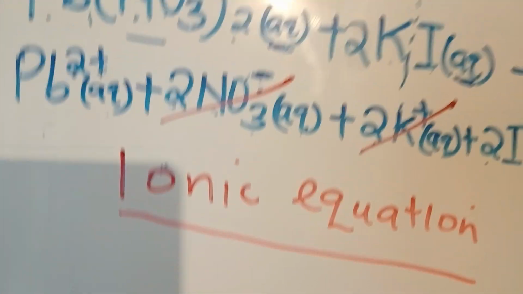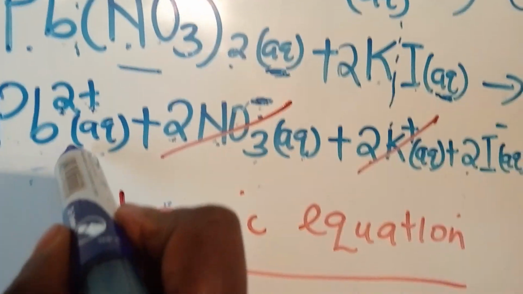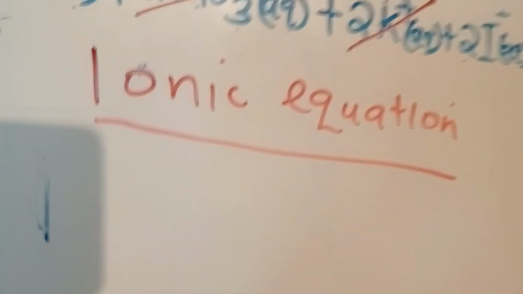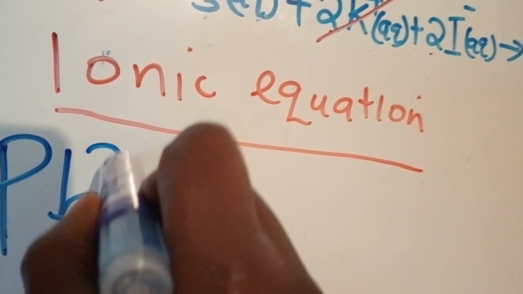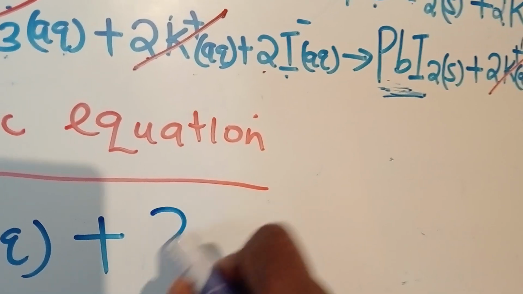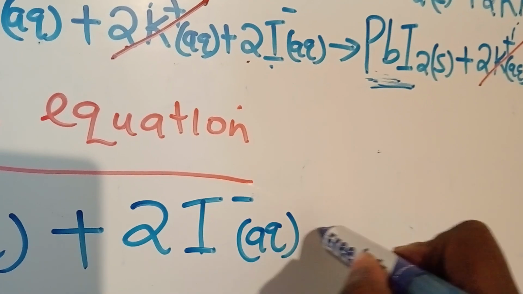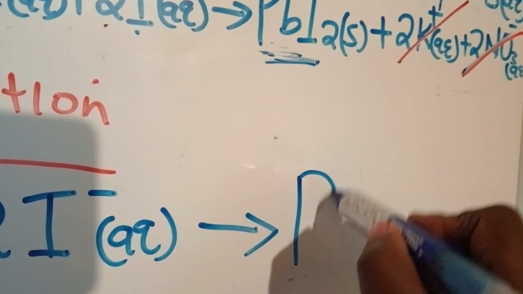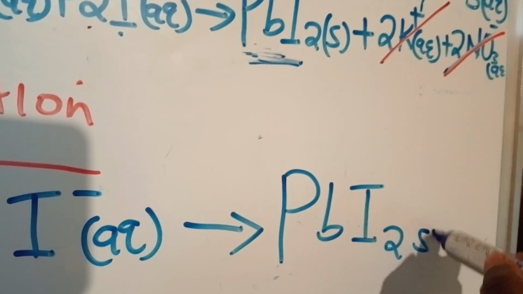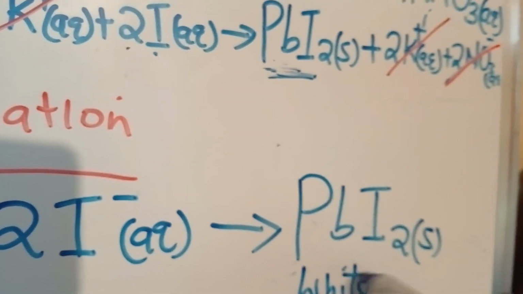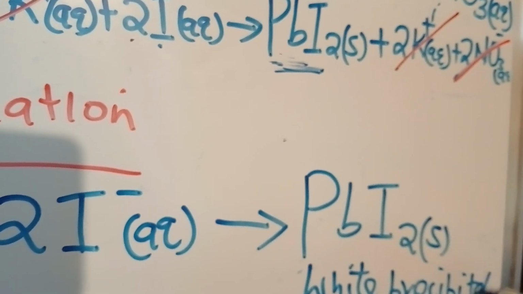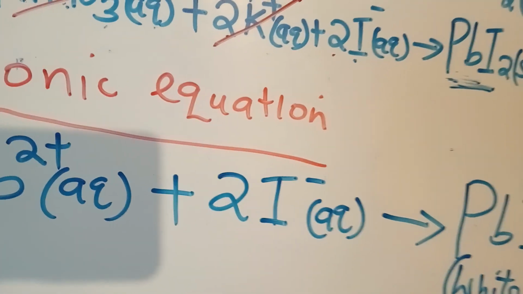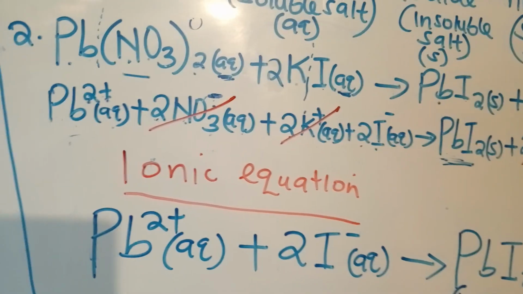So from there we get to see that lead is there, so Pb 2 positive aqueous plus iodide ion. There are 2 of them so as to balance the charges. Then we get the lead iodide. Let me write capital P correctly. We have Pb I 2, and it is in the solid state. So it appears as a white precipitate, in case you are doing it in the form of an experiment.